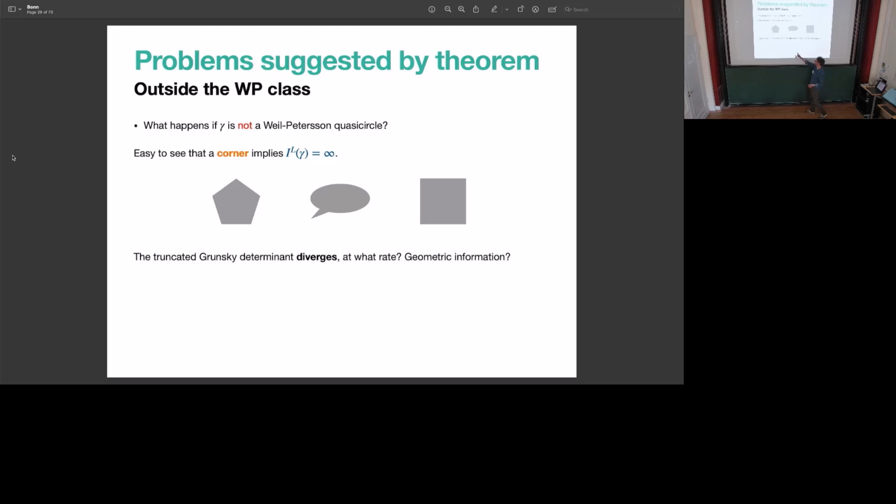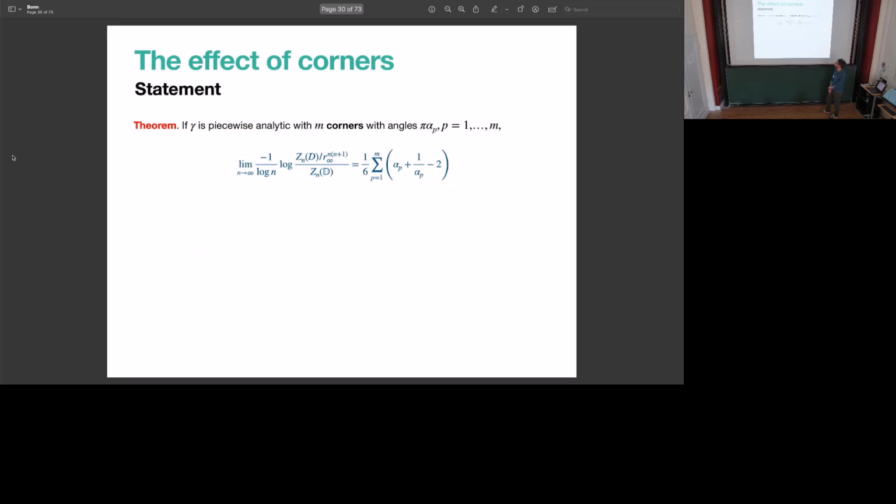So we have this truncated identity for the Coulomb gas, the finite n gas. So it must be the case that this truncated Grunsky determinant diverges as n goes to infinity, and you could ask, is it possible to say anything about the rate at which it diverges? Does that carry any geometric information? And the answer is yes.